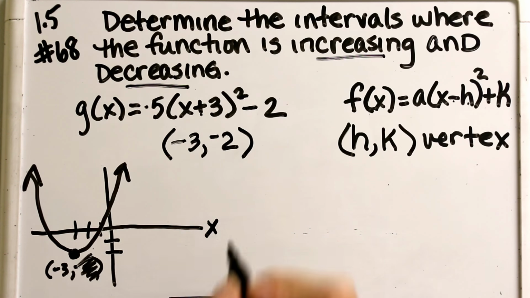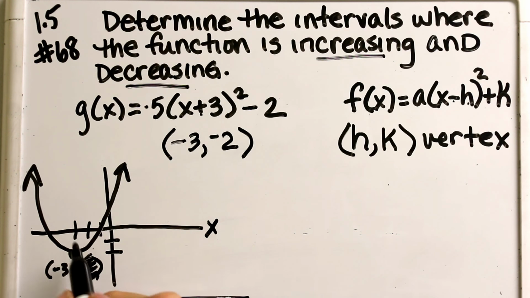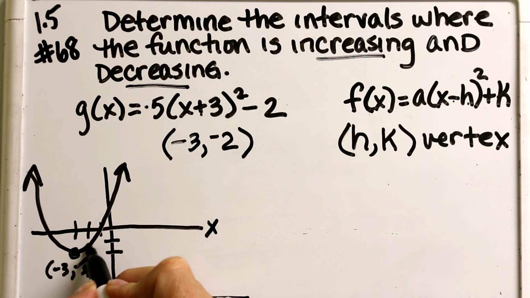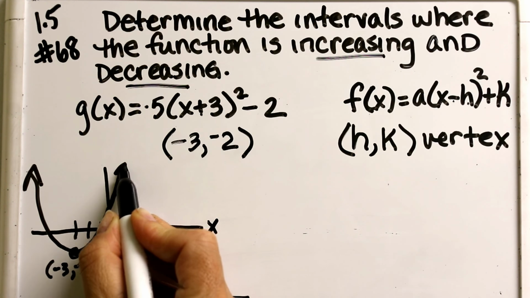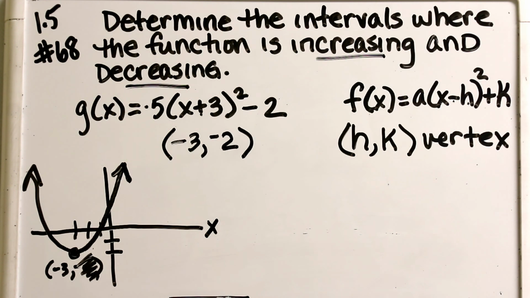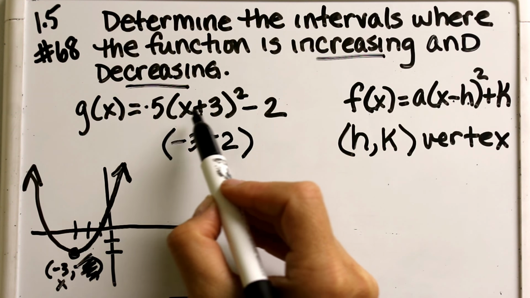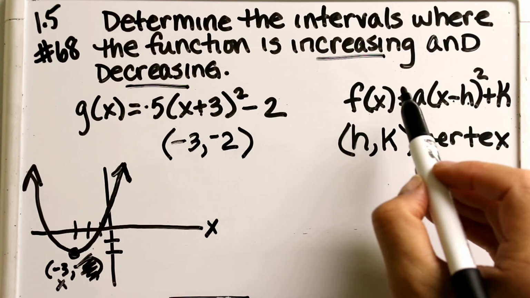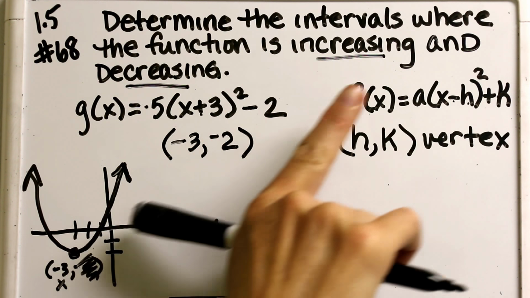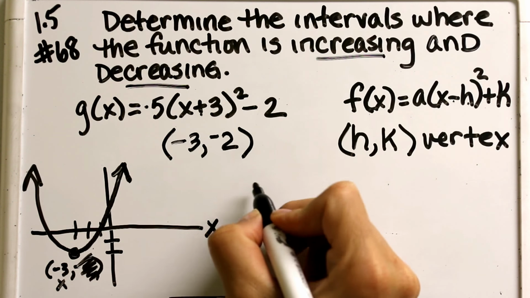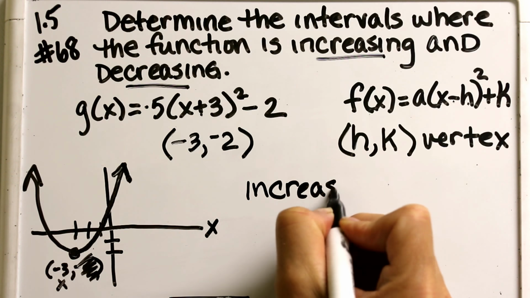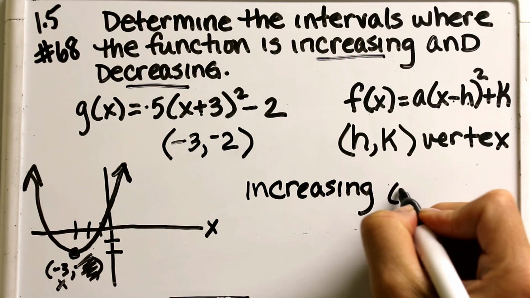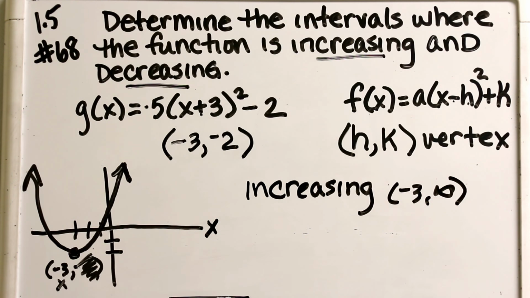When we're looking at the x-axis, we can see from our vertex to the right, this graph is increasing forever. So that means our x-coordinate was -3, and even though it keeps increasing, it's also getting wider and wider and wider. So it is going on to infinity. So it is increasing from -3 to infinity.